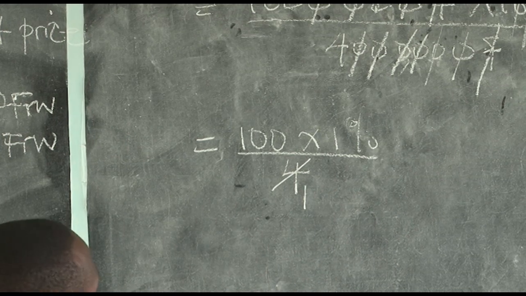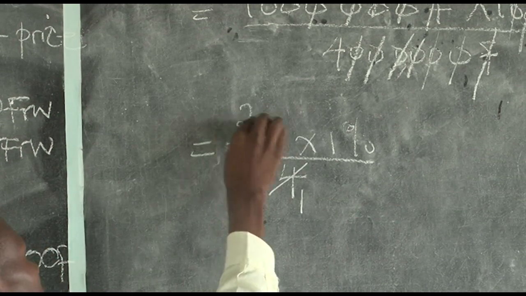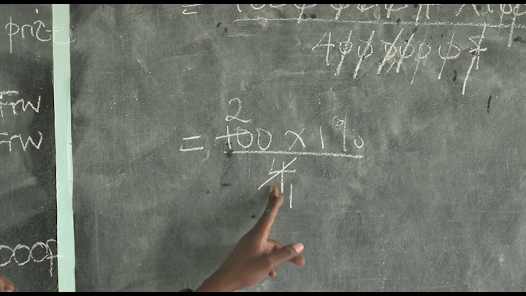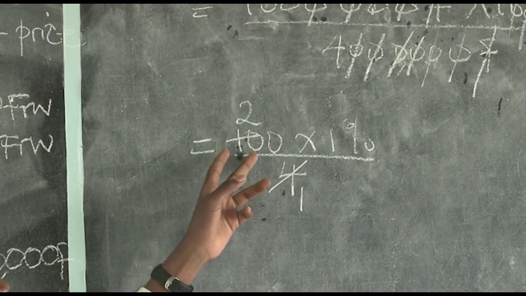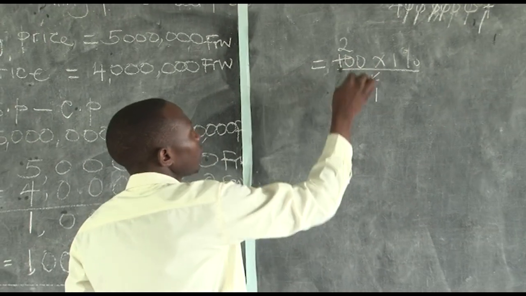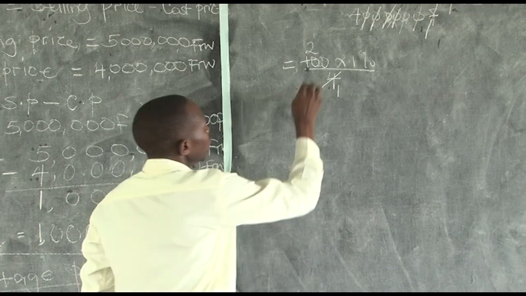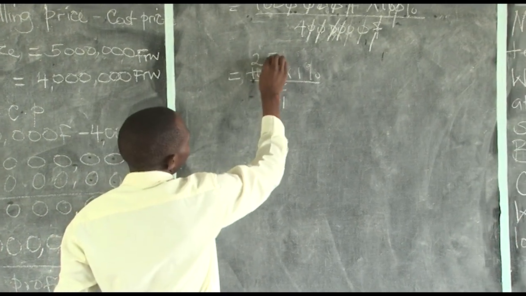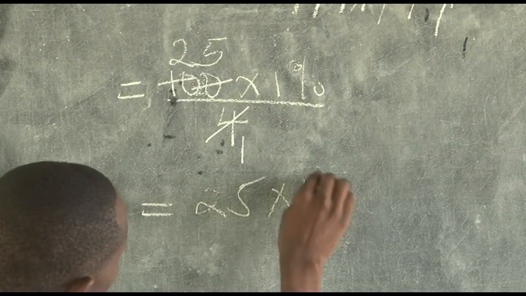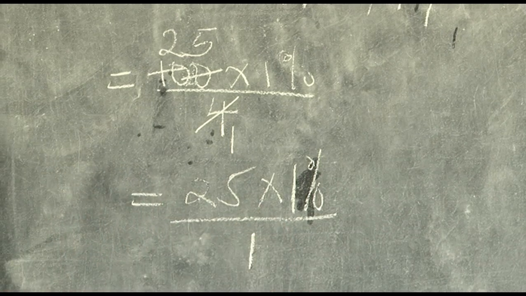How many groups of 4 are in 10? They are only two groups. So if there are two groups, I'll write them here. What are we remaining with here? We are remaining with the two, because two groups of four, when you bring them in 10, you'll find out the eight. So if it is eight, you realize that we shall remain with the remainder of two. Get that remainder, write it there to make 20. 20 divided by 4, 5. So the final we shall come with 25 times 1% divided by 1.